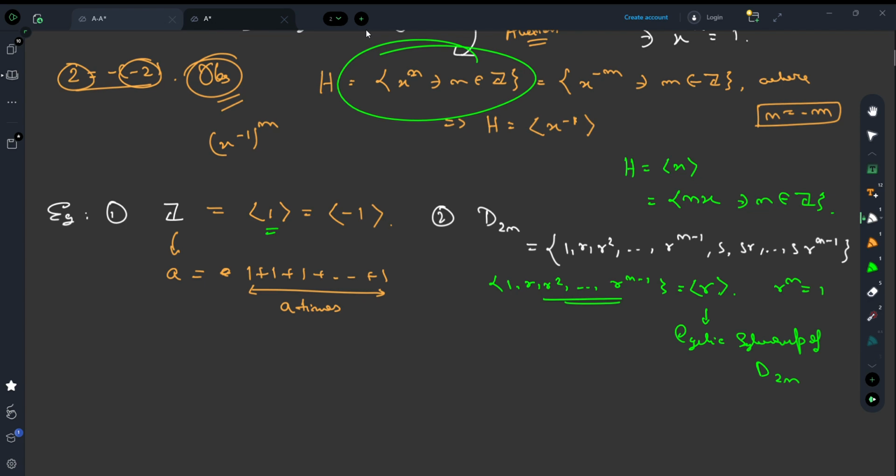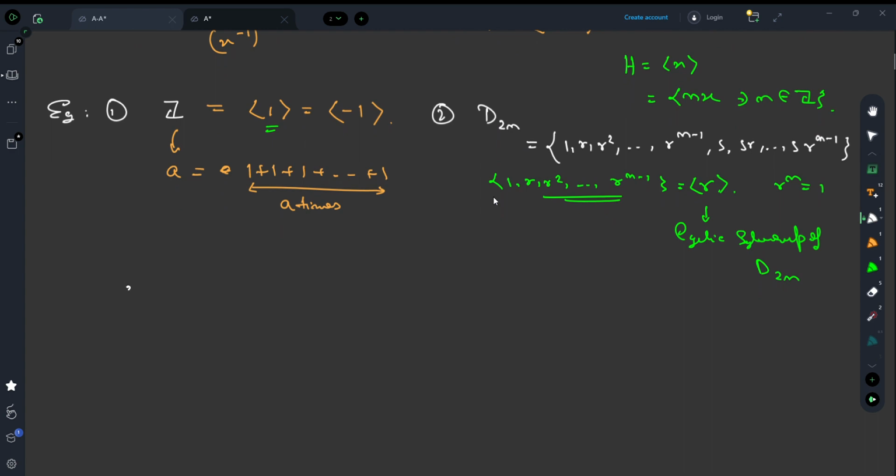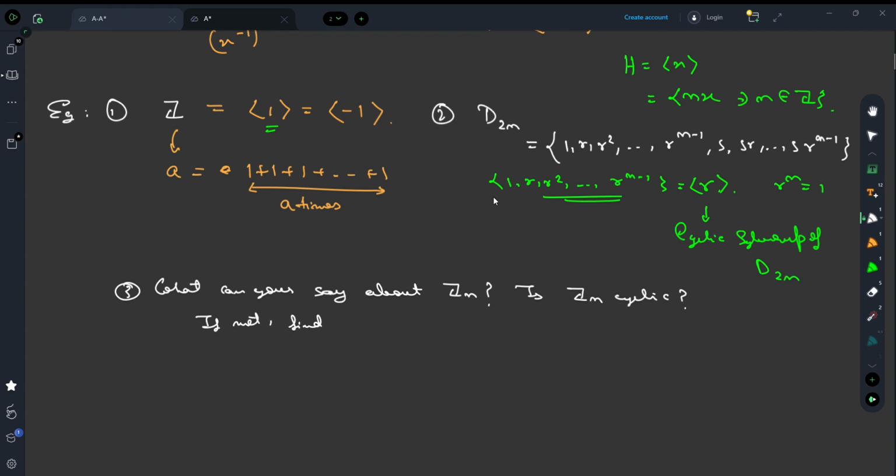What more can we say about examples? Let me just give you a very small exercise. Number three. What can you say about Zn? Is Zn cyclic? If not, find its cyclic subgroups.